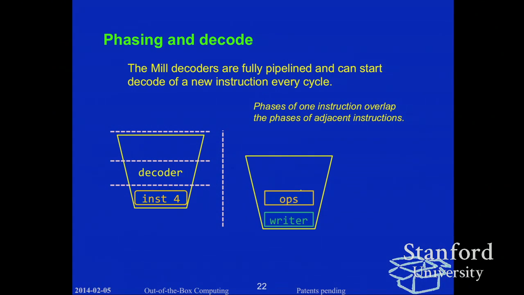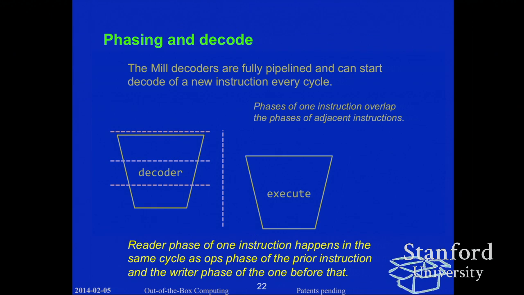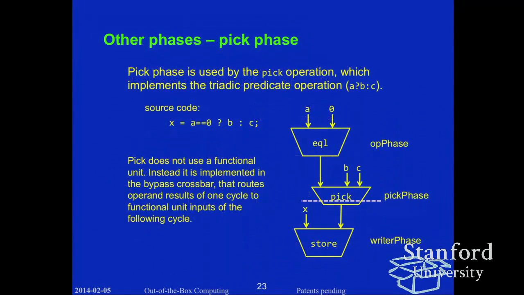At least if not interrupted by a branch misprediction, which is the bane of everybody. The phases of instruction decode overlap with the phases of the adjacent instructions. Reader phase happens in the same cycle as the op phase of the prior instruction and the writer phase of the instruction before that. Now, so much for the arrangement. How about those other phases? I only mentioned 3, but the mill lists several other phases.